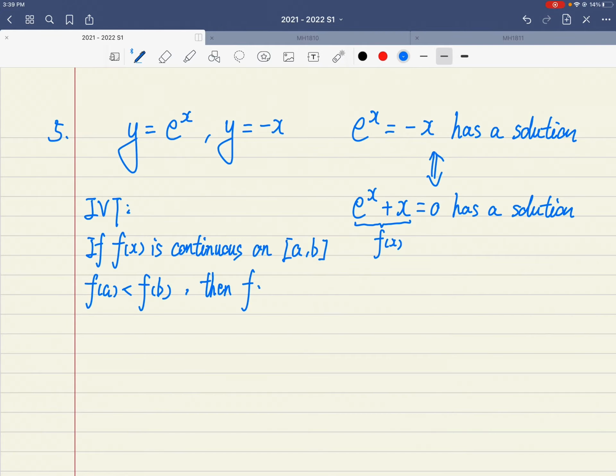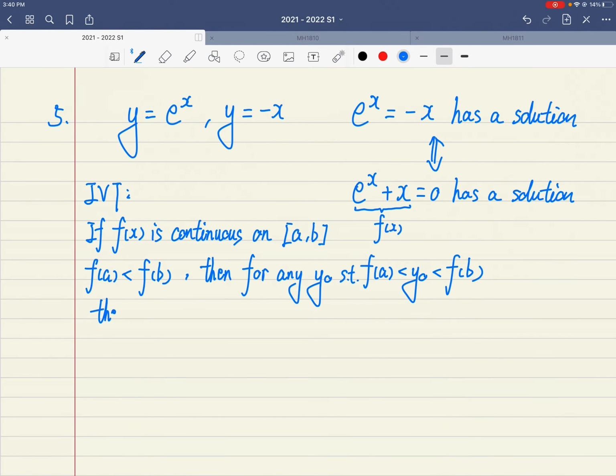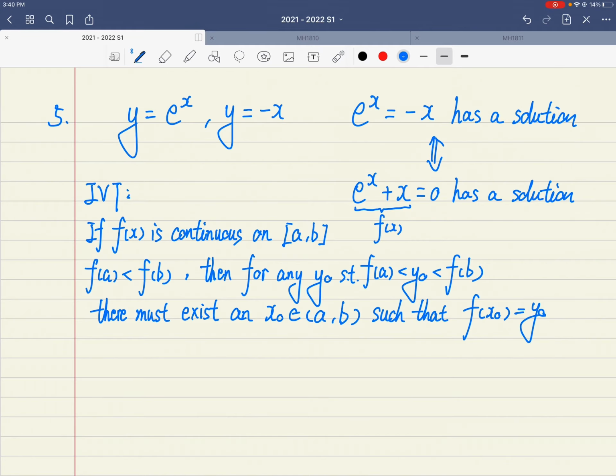Then for any value y0 which is between f(a) and f(b), there must exist an x0 in the open interval (a, b) such that f(x0) is equal to y0. Okay, this is the intermediate value theorem.